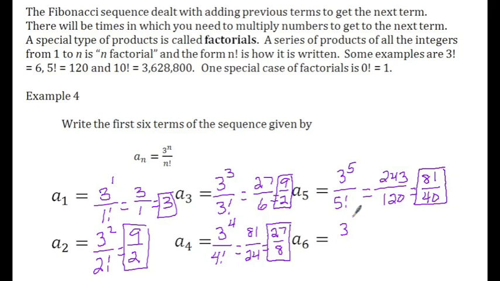And then wrap this thing up, 3 to the 6 over 6 factorial. I'm not sure what 3 to the 6 is. That'd be 729. 6 factorial is 1 times 2 times 3 times 4 times 5 times 6, which is 720. 729 divided by 720, I would say that reduces to 81 over 80.